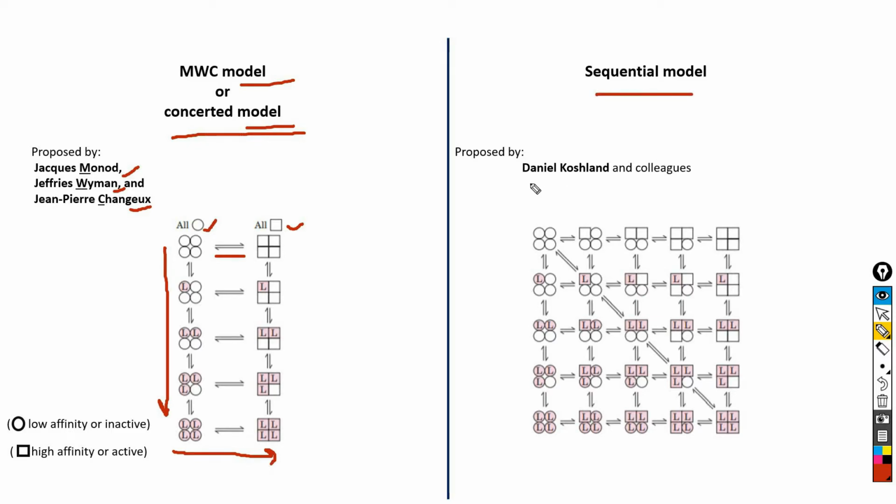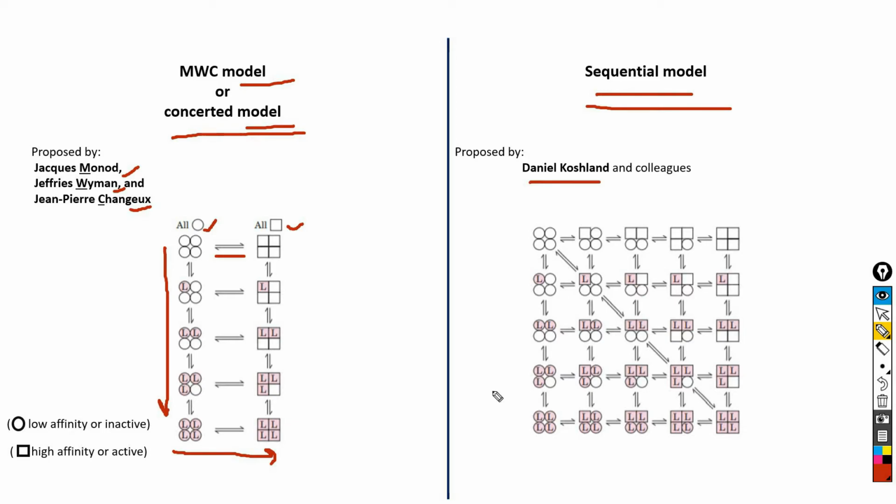Whereas the sequential model was proposed by Daniel Koshland, and according to this model, each individual subunit of a protein is in either conformation, whether it is low affinity conformation or high affinity conformation. And the ligand binding to an individual subunit induces a change in the conformation of that subunit of a protein. And a conformational change in one subunit makes a similar change in the adjacent subunit, which also affects the binding of the second ligand molecule.